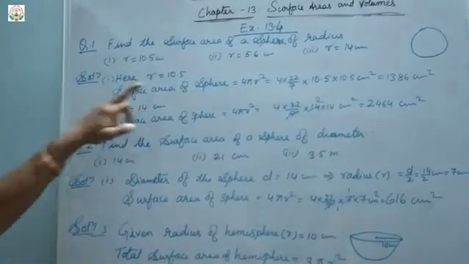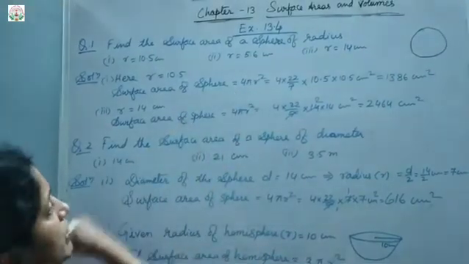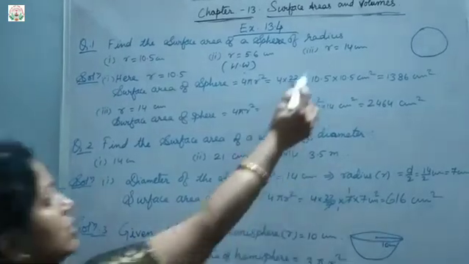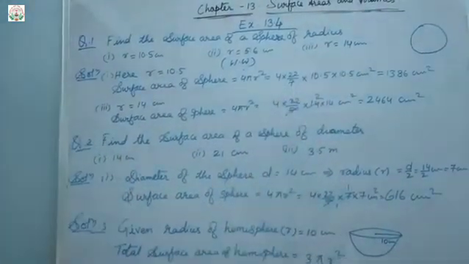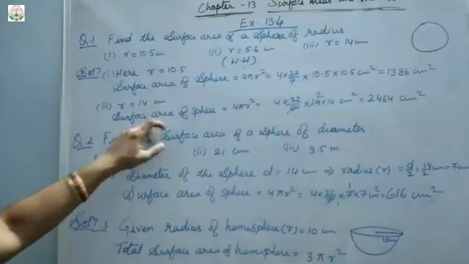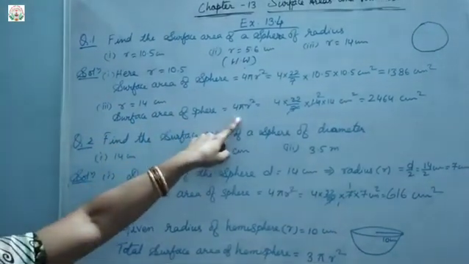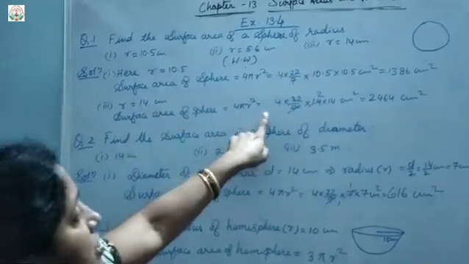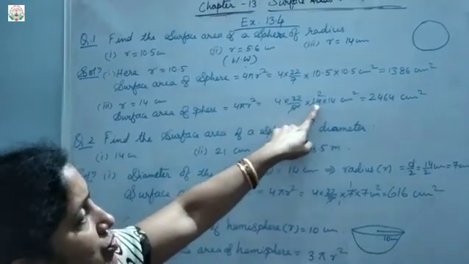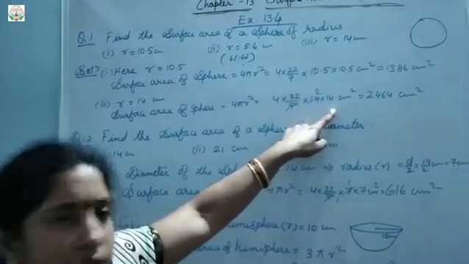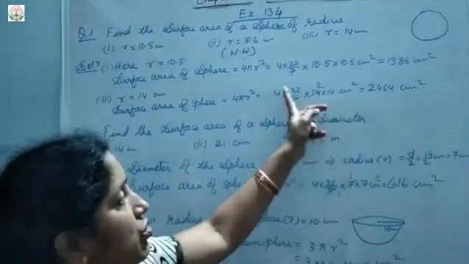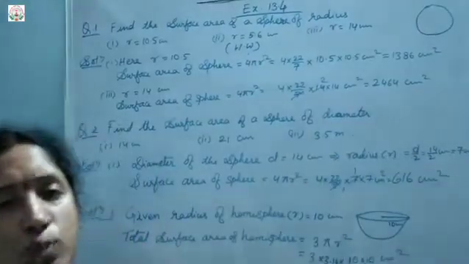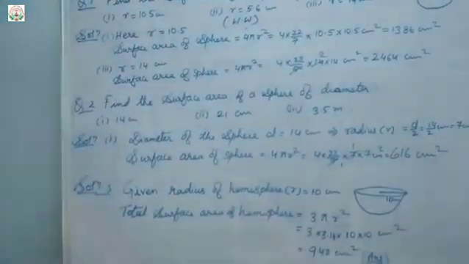Now the third one; the second one is your homework. Solve it as homework. Now the third one is r equals 14 centimeter. The surface area of the sphere formula is 4 pi r square. Here the r value is 14. So 4 into 22 upon 7 into 14 into 14, because of r square. On simplification you will get 2464 cm square.